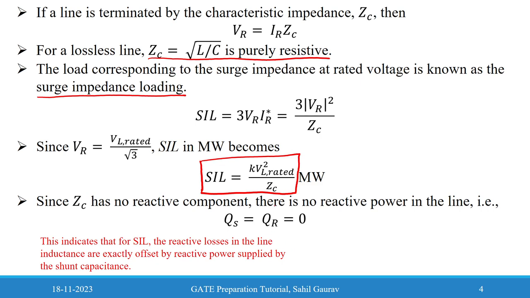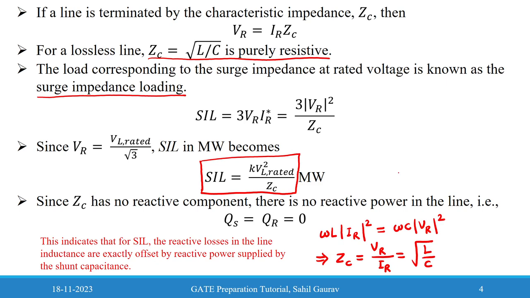And from here you can also prove how the surge impedance comes in a lossless transmission line. So basically, the reactive power demanded by the inductance part in the line and the reactive power supplied by the shunt capacitance part are equal, both cancelling each other. So here we can see that L and C with omega will get cancelled out, and VR is equal to IR comes here. So ZC is equal to VR divided by IR is equal to root L by C. So this also verifies the expression that we have seen earlier.